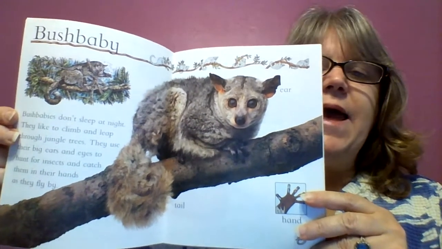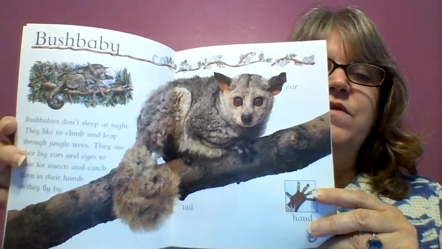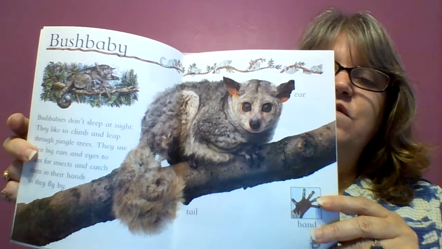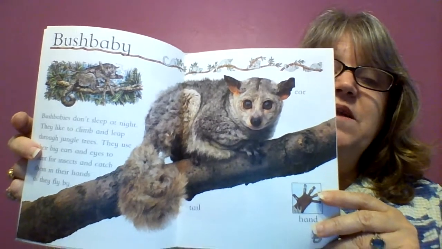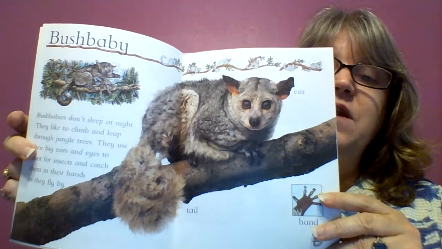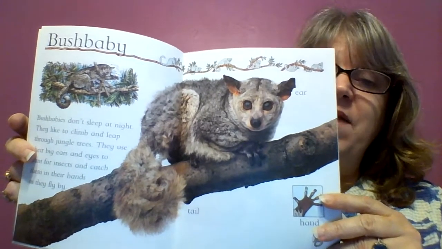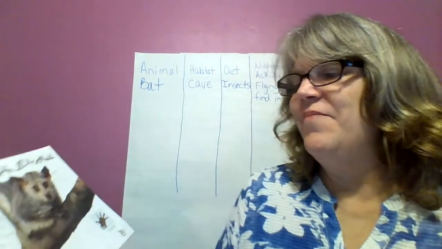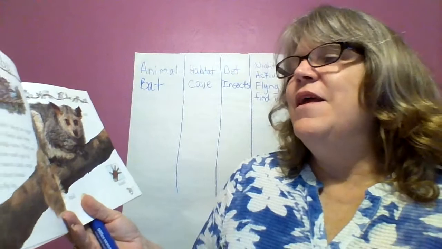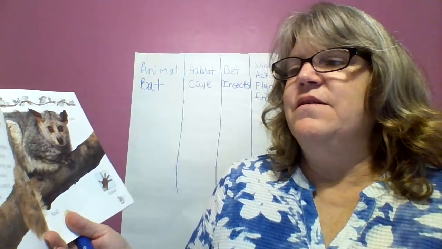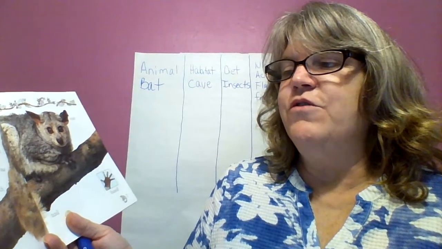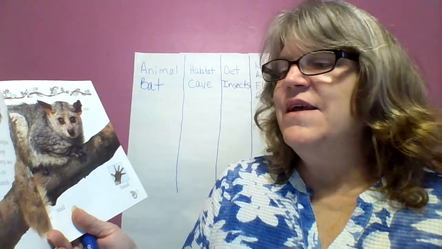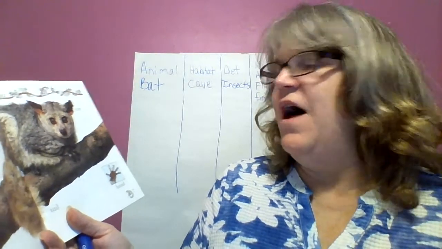So using my heading and my pictures and labels, I see that this section of the book is going to be teaching me about a particular nighttime animal called a bush baby. Let's read this page and see what we can learn. Bush baby. Bush babies don't sleep at night. They like to climb and leap through jungle trees. They use their big ears and eyes to hunt for insects and catch them in their hands as they fly by.